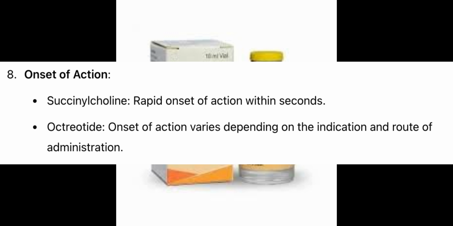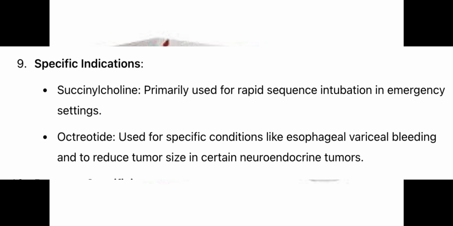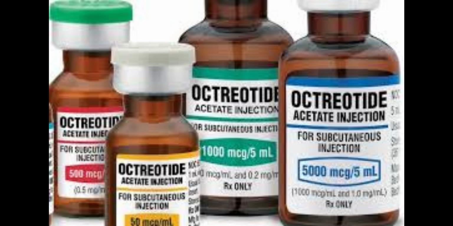8. Onset of action: succinylcholine, rapid onset of action within seconds. Octreotide, onset of action varies depending on the indication and route of administration. 9. Specific indications: succinylcholine, primarily used for rapid sequence intubation in emergency settings. Octreotide, used for specific conditions like esophageal variceal bleeding and to reduce tumor size in certain neuroendocrine tumors.